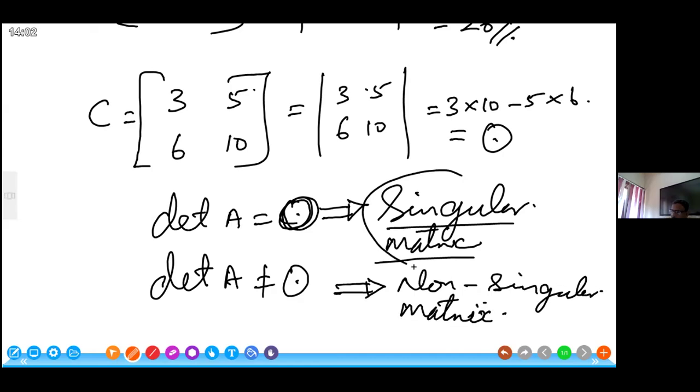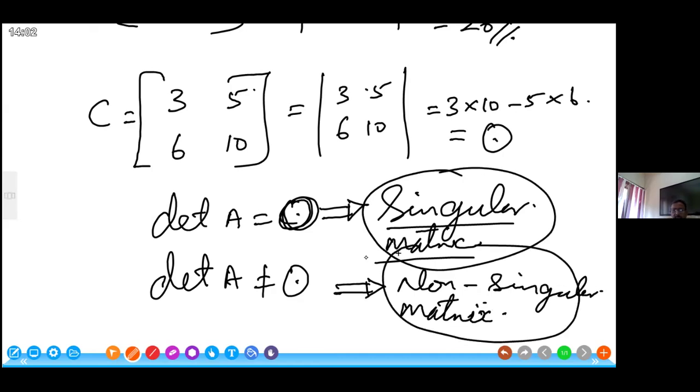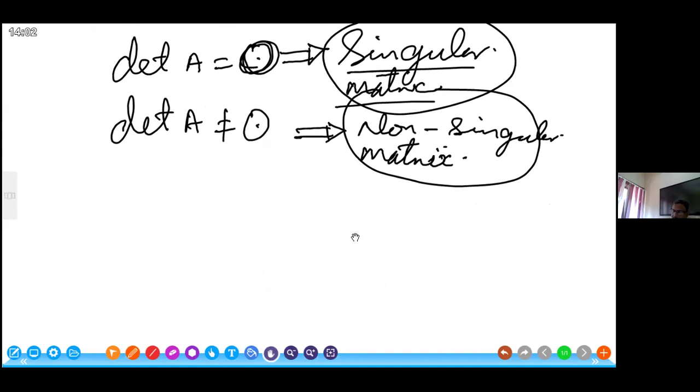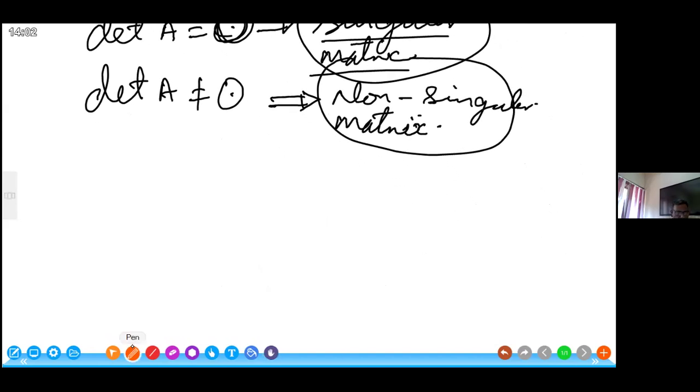Later we will talk about certain things about singular and non-singular matrices. Clear? Right.